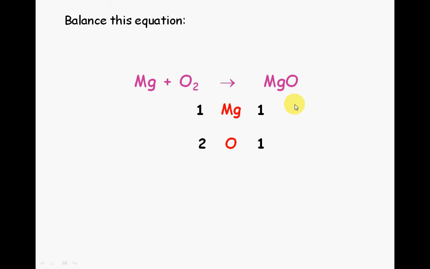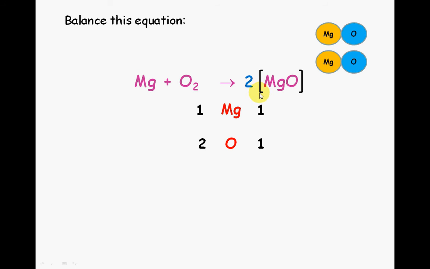So what can you do? You can only put big numbers, and that must go in front of the whole entire molecule. Okay, now I'm going to put brackets around as well. Now this 2 just means I've got 2 lots of MgO. That's all it means. All right.